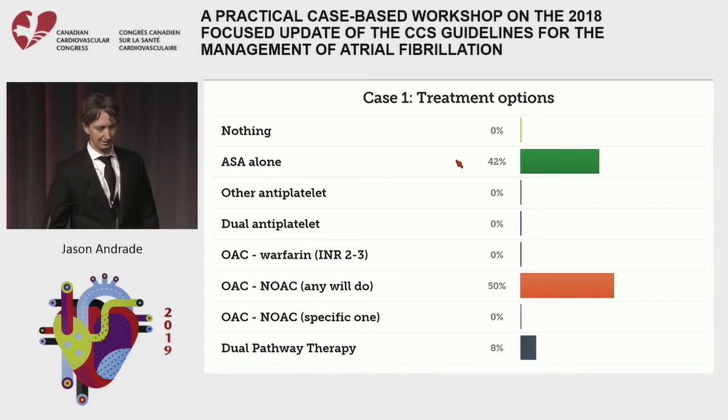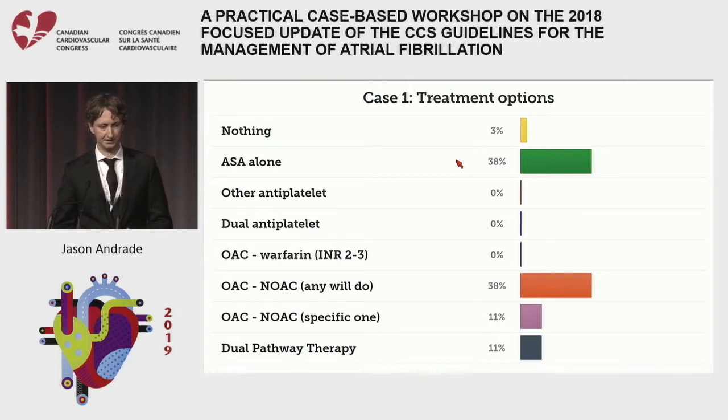Can you remind the case? Yeah. So the case, remember, is a 60-year-old with coronary disease and previous stent. And that's it in terms of risk factors. And so now they have atrial fibrillation. So no high blood pressure, no heart failure, no diabetes, no previous stroke.